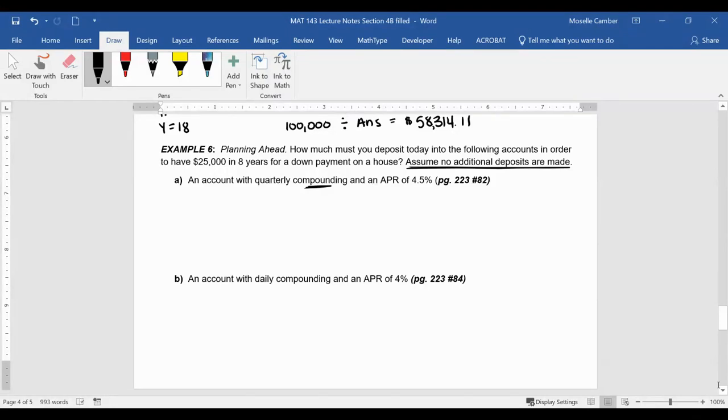List down the information we have. So we know that we want to have $25,000 at the end. So we know our A is going to be $25,000. We're going to let it sit for 8 years. So my Y is 8. Nothing else in the original instructions. So we have an account with quarterly compounding. Quarterly compounding tells us our N is going to be 4. And then we have an APR of 4.5%, which is 0.045.